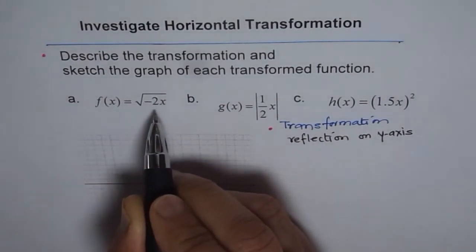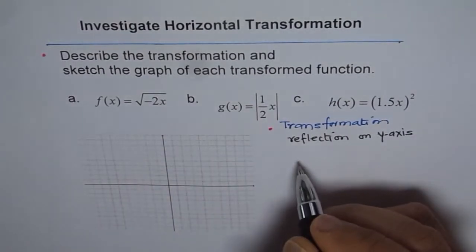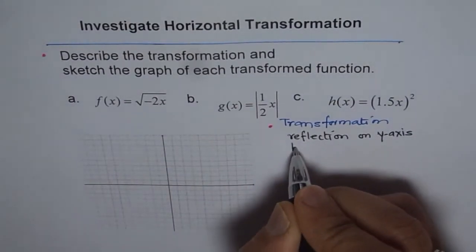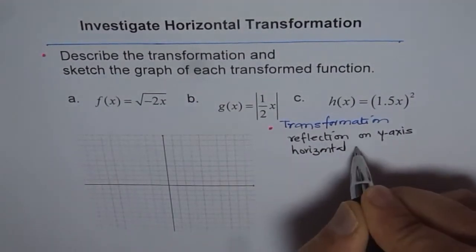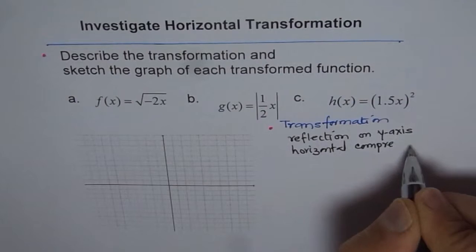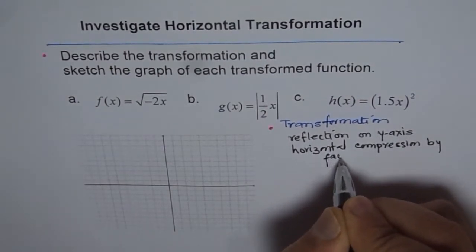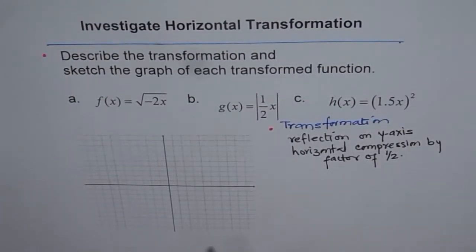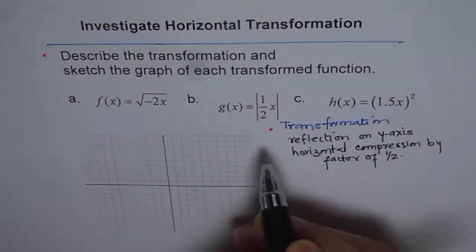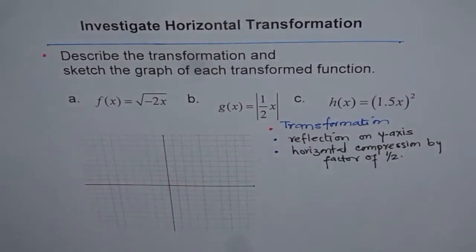And the second one is, when you multiply by a factor of k, it is horizontally compressed by a factor of half. So the second is horizontal compression by a factor of half, 1 over 2. So these are the two transformations for the given function. Now, the second part is to sketch the graph of each transformed function.